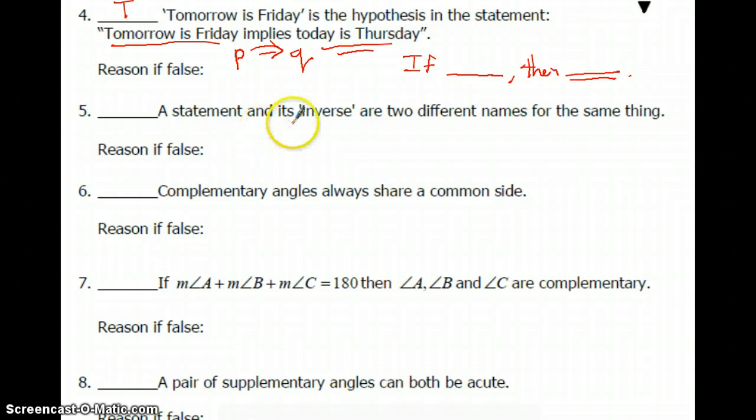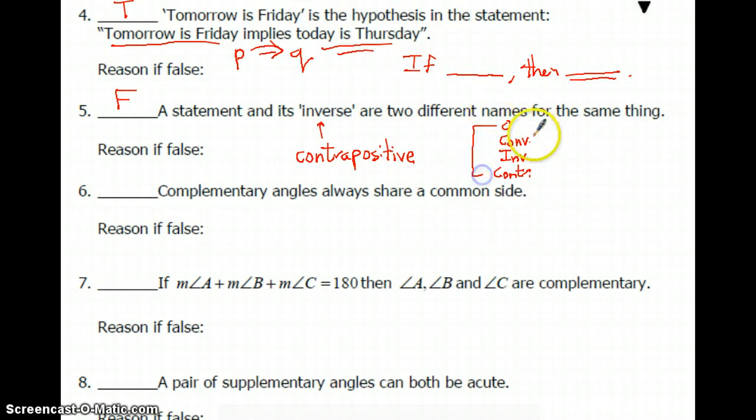Okay. Statement and its inverse are 2 different names for the same thing. That's not true. This would be true if we had said contrapositive instead. Remember when you're thinking of manipulating these statements. It's hard to talk and spell at the same time. You're manipulating these statements, and you make the converse, the inverse, and the contrapositive. Okay, so original, converse, inverse, and contrapositive. I can't really abbreviate these really shortly because so many of them start with CO.